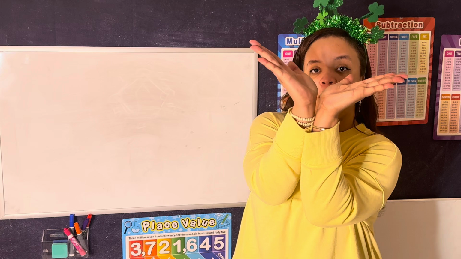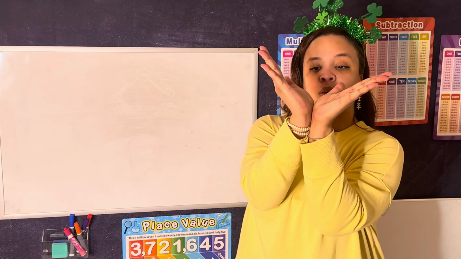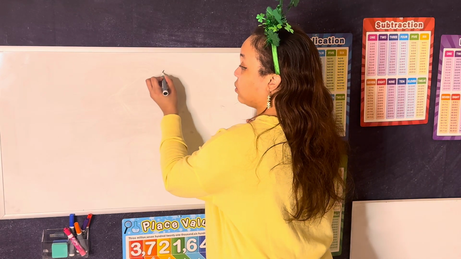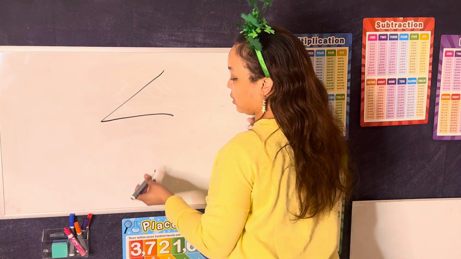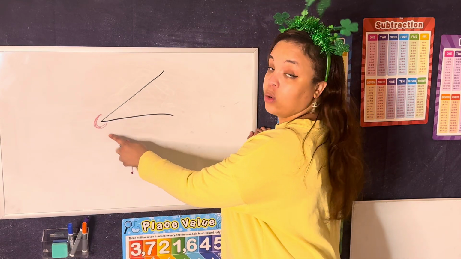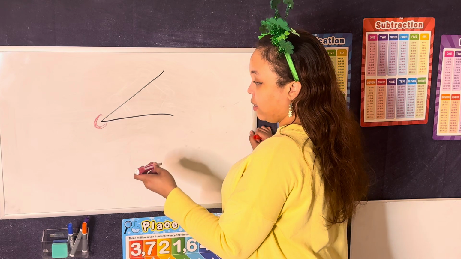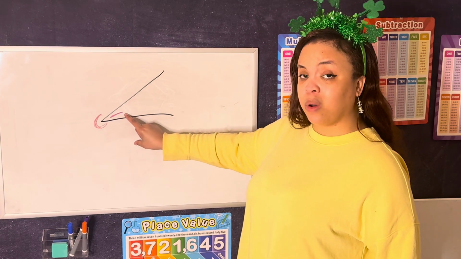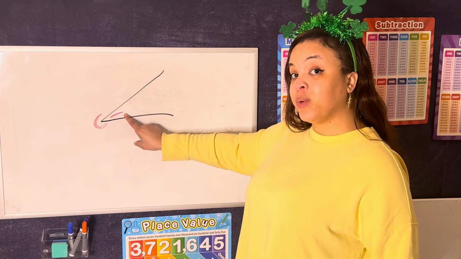So is it like this, you know? I'll show you. So some angles are small. We're focusing on this corner right now, but because this angle is so small, it's called an acute angle.